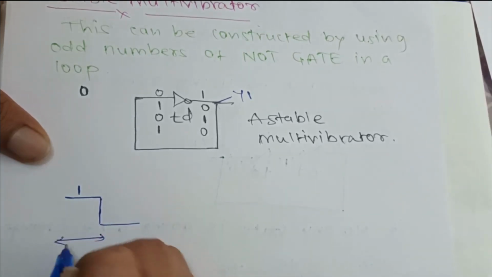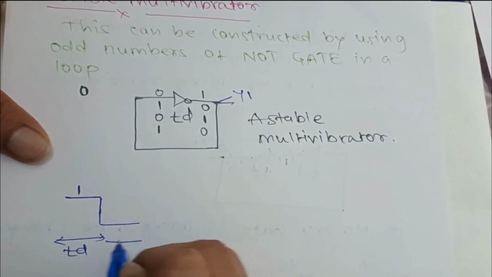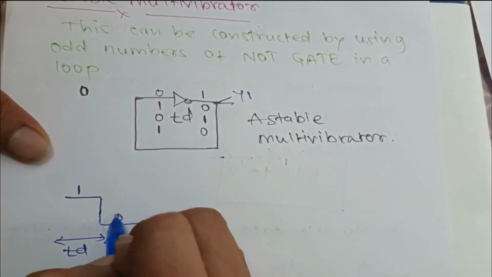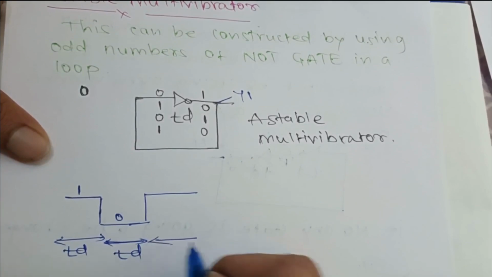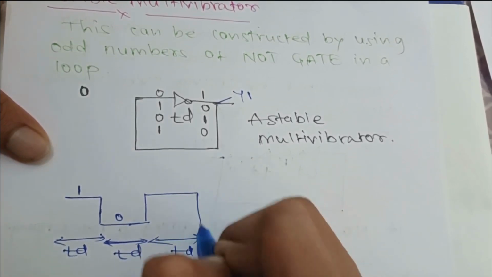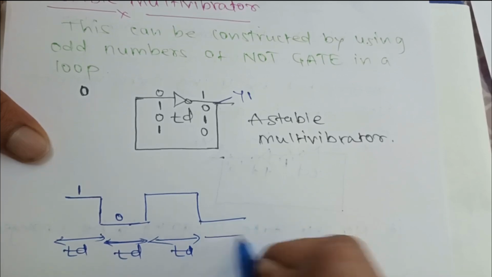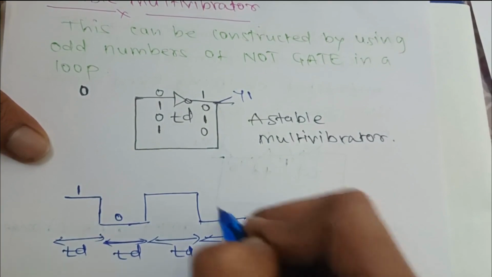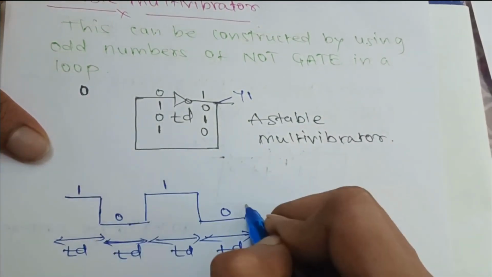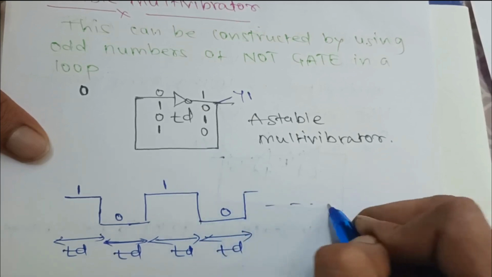For this time period TD, it is on. For this time period TD, it is going to be off. Again, for TD duration, it is going to be on. For TD duration again, it is going to be off. Like that it keeps on changing its state.